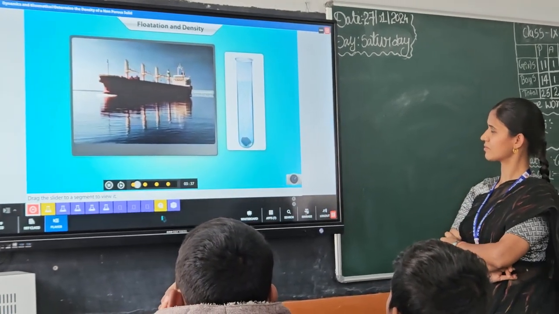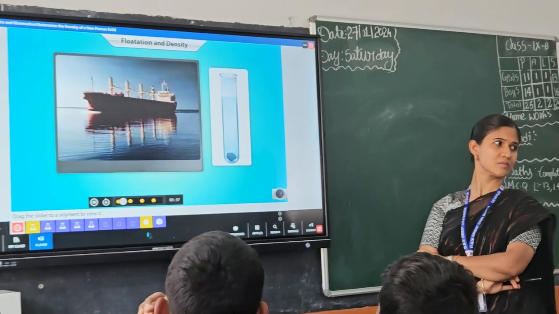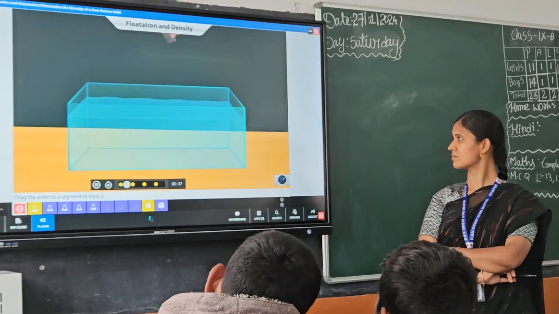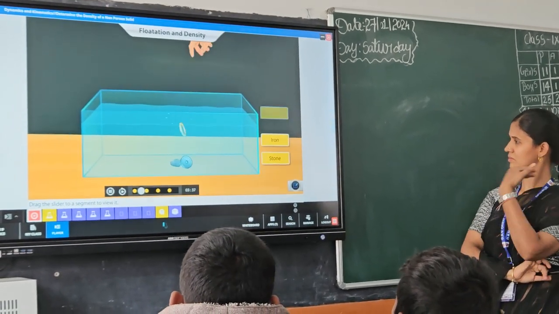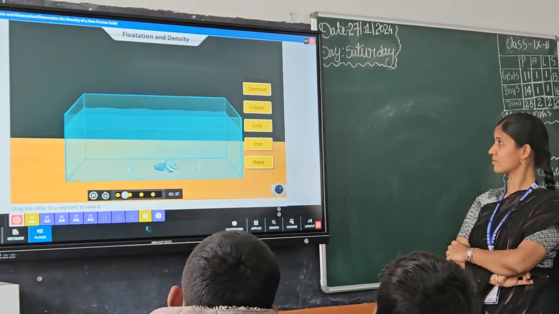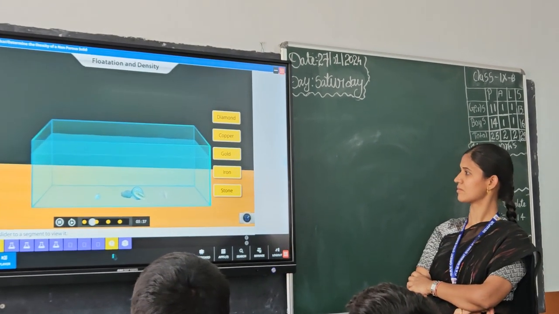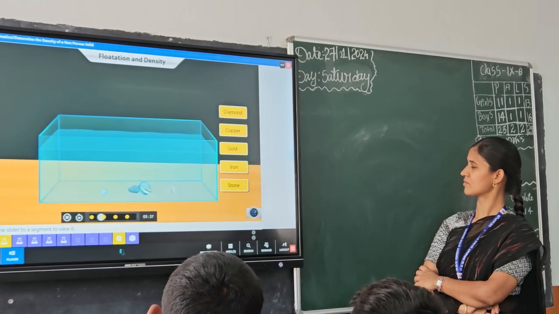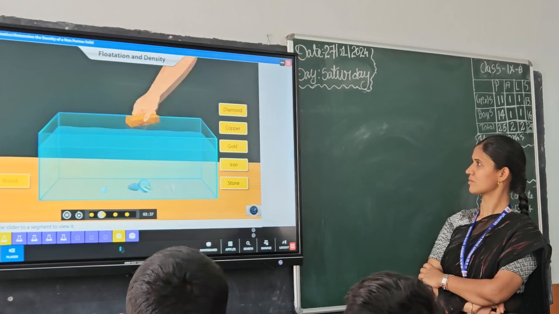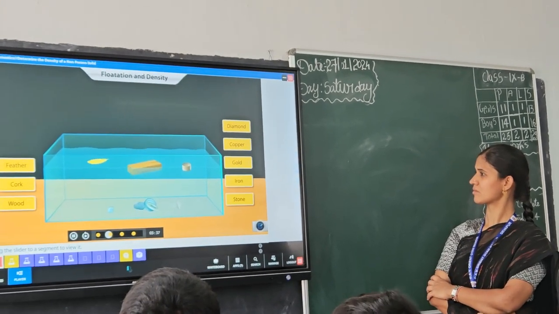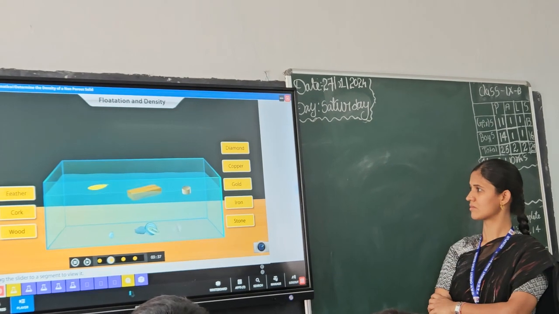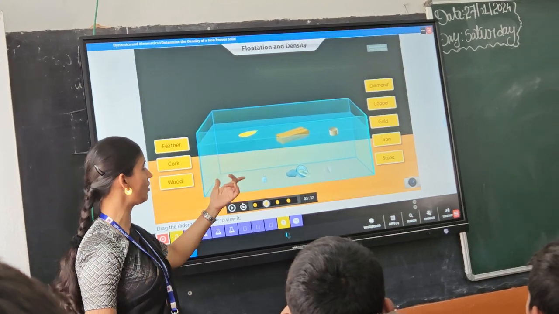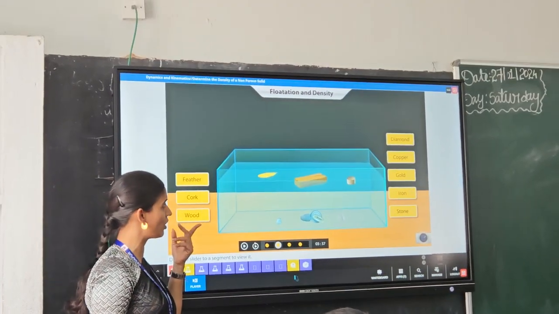The important factor that determines whether a body will float or sink is the density. Substances like stone, iron, gold, copper and diamond sink in water. This is because these substances have more density than water. On the other hand, substances such as wood, cork and feather float on water. This is because these substances have less density than water. So it is clearly shown, no? Diamond, copper, gold, iron, stone.